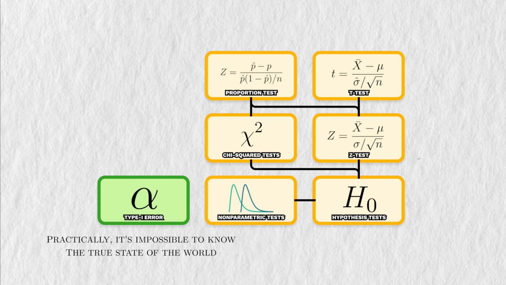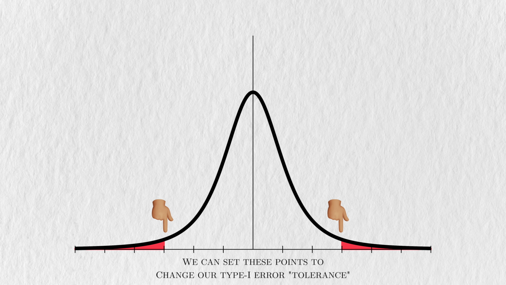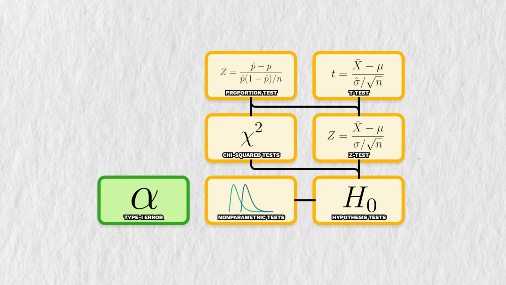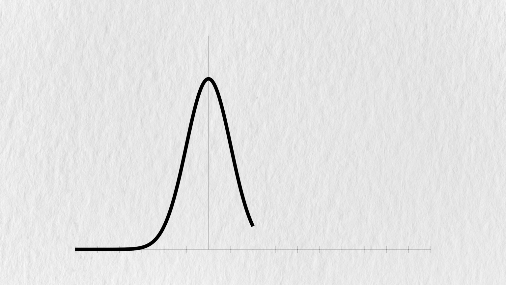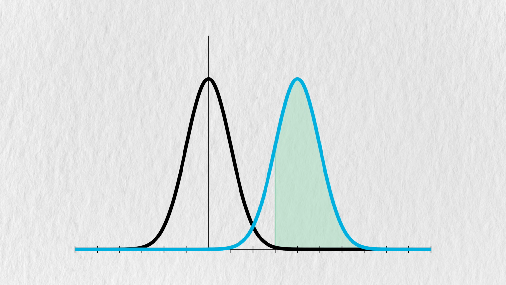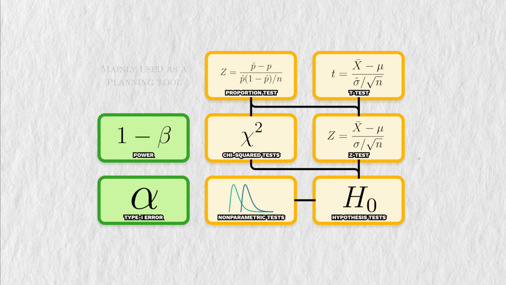Since the true state of the world is unknowable, we won't actually ever know when we commit a type 1 error, but we can set a level to define our tolerance for the probability of doing one. Once this level is decided, we want to maximize our power, the probability of correctly rejecting a null hypothesis when it's actually false. Power is mostly used as a planning tool for research designs, but we'll get back to this later.